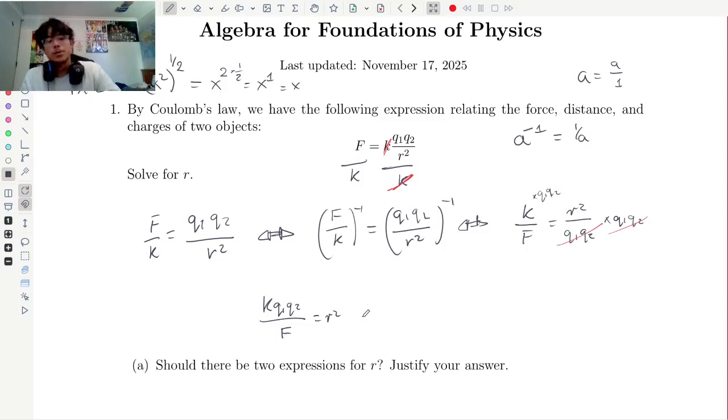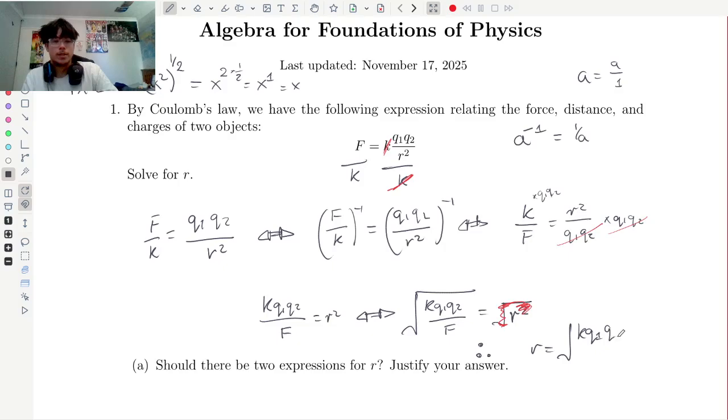So what I will now do is I'll get the square root on both sides. So k q1 q2 over f is equal to the square root of r squared. And then we can now say that this r squared cancels this square root. Therefore, we have found that r is equal to square root k q1 q2 on f.